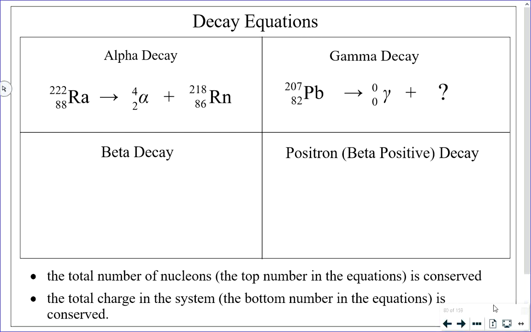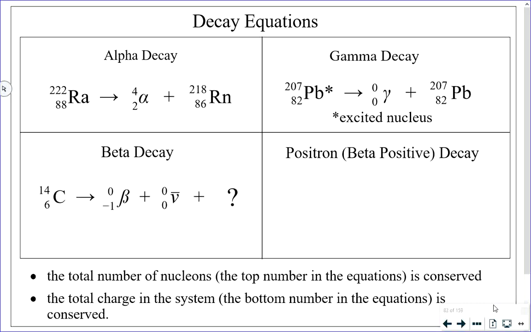If I told you lead-207 undergoes gamma decay, then you get lead-207. There's a difference between those two lead-207 nuclei, though. The nucleus on the right-hand side is more stable, and it has less mass. And we indicate that the nucleus that was excited, that had more energy to begin with, is the one on the left by putting an asterisk there.